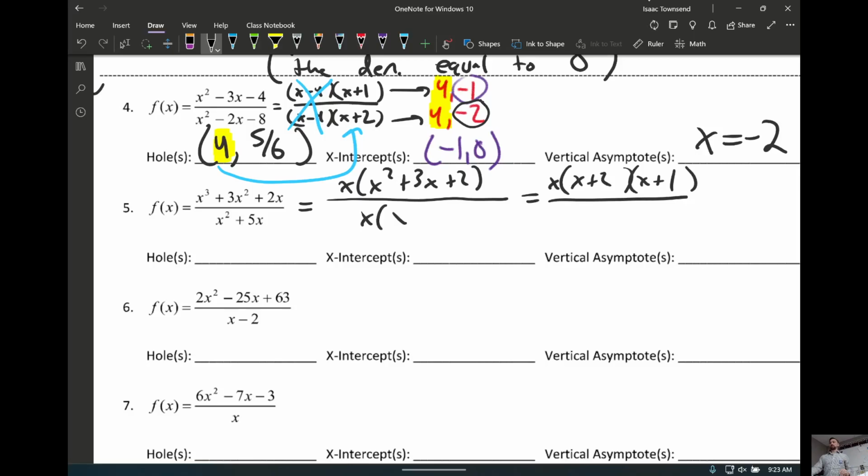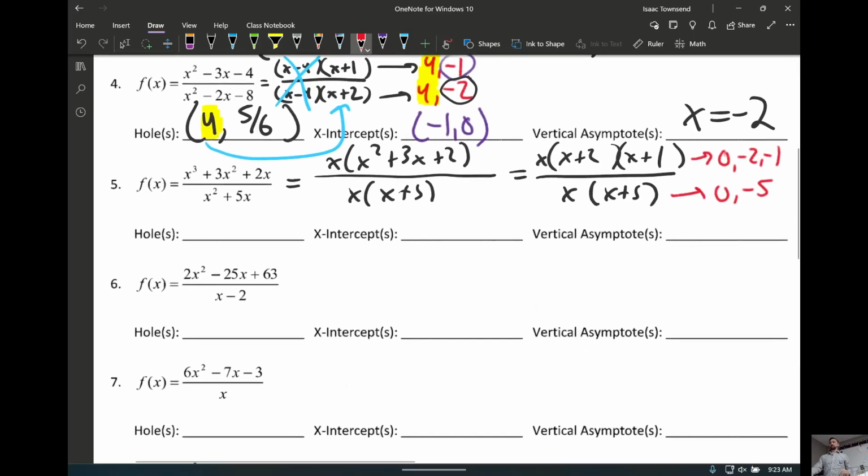Factor the denominator, all that it has is a GCF. But then once you have the factors, you should be able to quickly see there's 3 numbers that make the numerator 0: 0, -2, and -1, and 2 numbers that make the denominator 0: 0 and -5. Okay, and then you're pretty much ready to write out your answer.